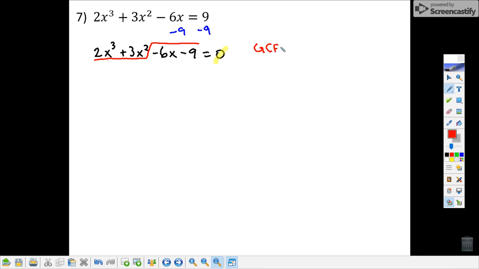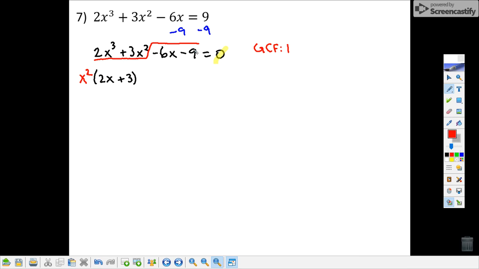Forgive me, I should have done my greatest common factor first. So the greatest common factor of all 4 terms is just 1. So then you would split it. At this point, now I find my greatest common factor of these first 2 terms. So 2x cubed and 3x squared, the greatest common factor is x squared. And you would end up with 2x plus 3.